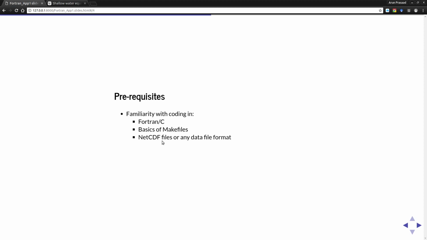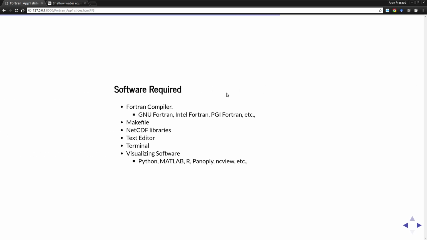Then optionally, you need to have a little bit of knowledge in working with NetCDF files or any data file format for that matter. I'm going to use NetCDF files, but you can use any data file, not a problem. This is recommended for people who have watched my Fortran playlist and want to do something a little more serious.